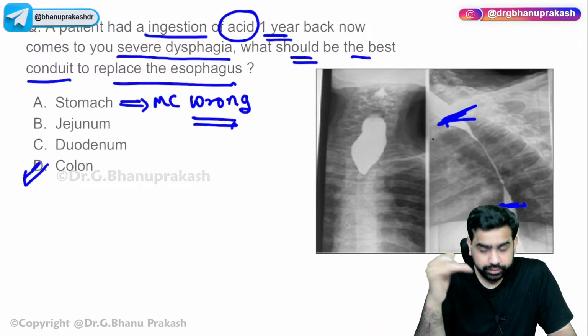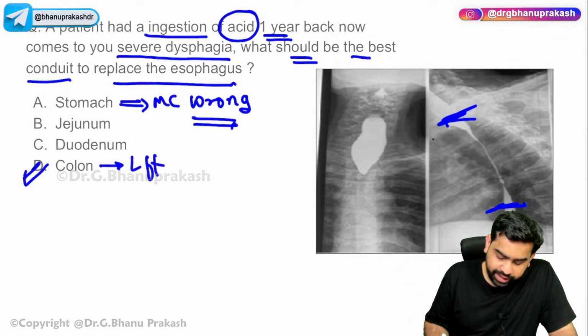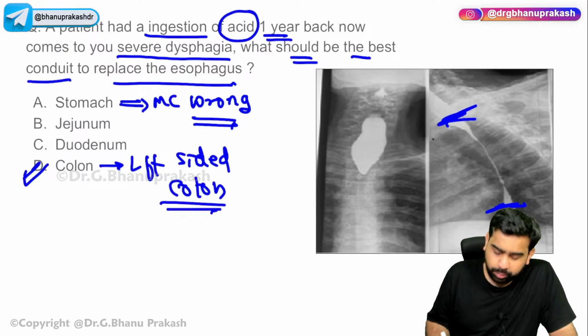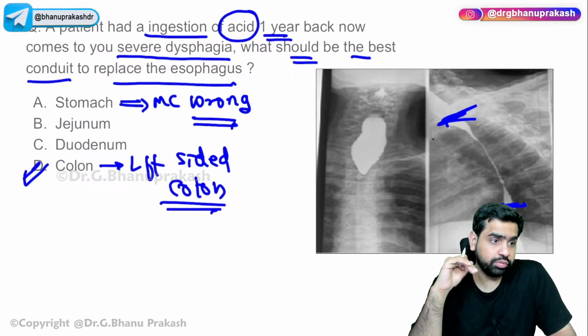Okay, and here the next best conduit which we have is a colon, which is basically the left-sided colon. So you don't take just a segment, you basically take the entire descending colon. Okay, left-sided descending colon, that is what you basically take.